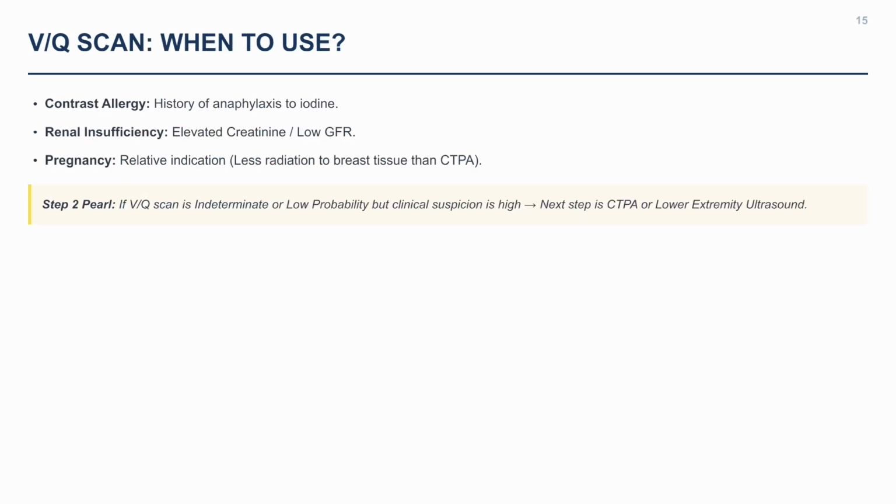A VQ scan is the preferred imaging modality when CTPA is contraindicated. Use it in patients with contrast allergy, significant renal insufficiency, or in pregnancy, where it delivers less radiation to breast tissue than CTPA. Step 2 Pearl: if the VQ scan result is indeterminate or low probability, but your clinical suspicion remains high, the next step is either CTPA or lower extremity Doppler ultrasound to look for DVT.